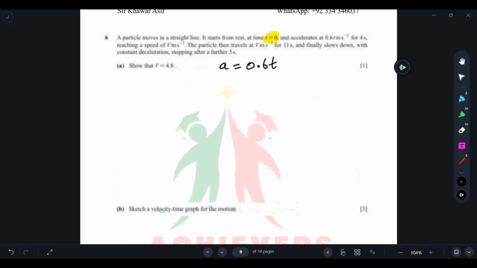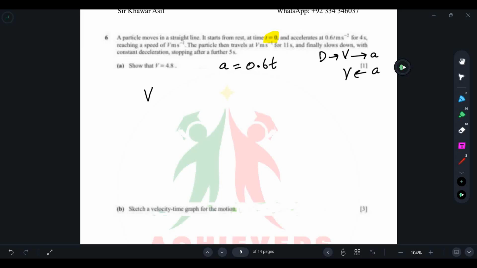The particle then travels at v meters per second for 11 seconds and finally slows down with a constant deceleration, stopping after a further 5 seconds. Show that v is equal to 4.8. Now we need to find the value of v. If we want to go from displacement to velocity, and then to acceleration, we have to use differentiation. But from acceleration to velocity, we have to integrate.